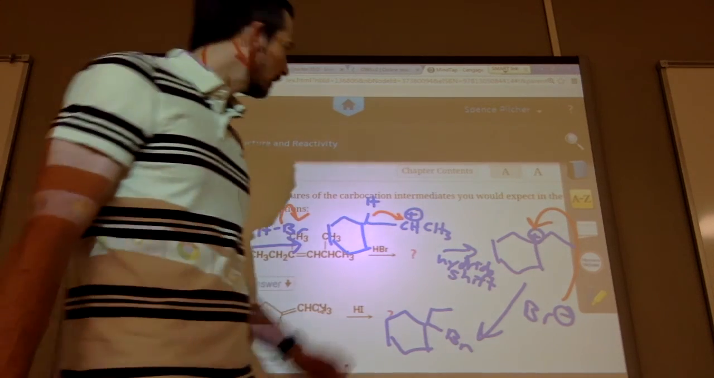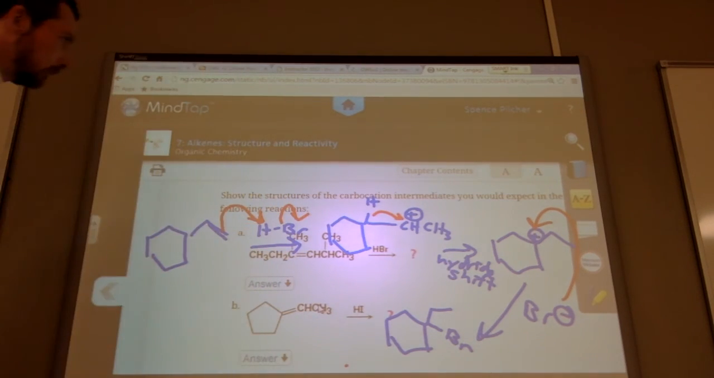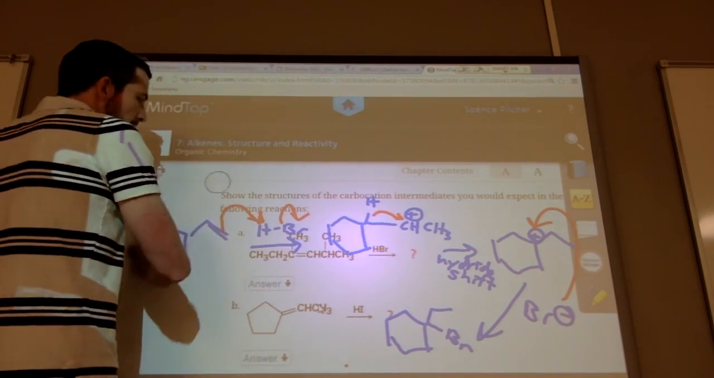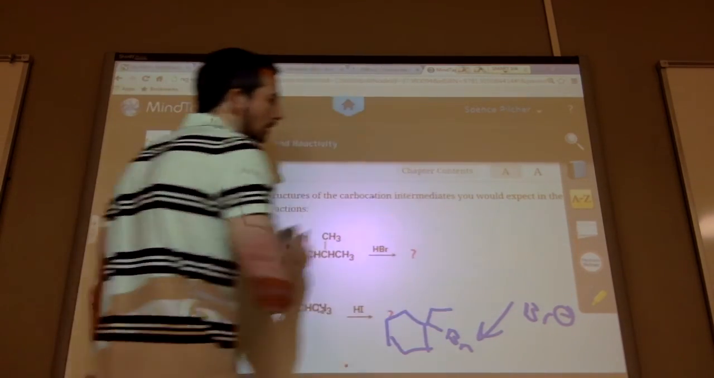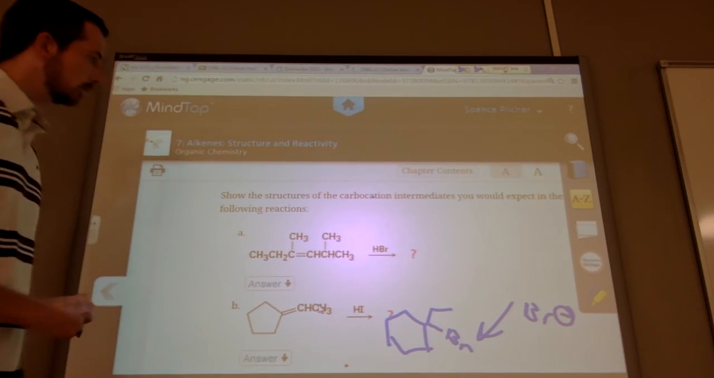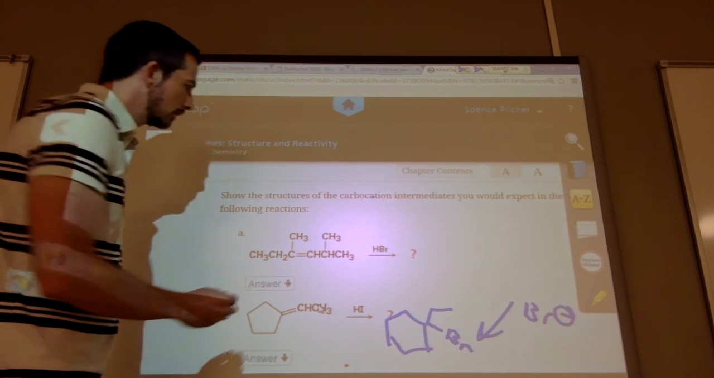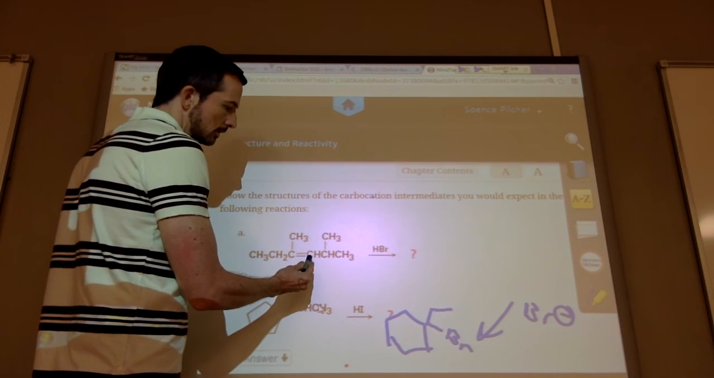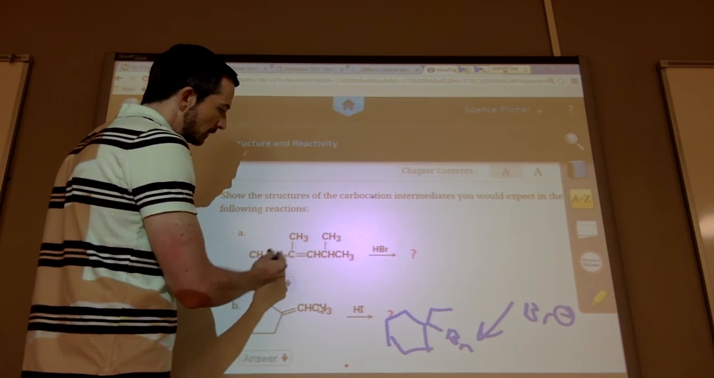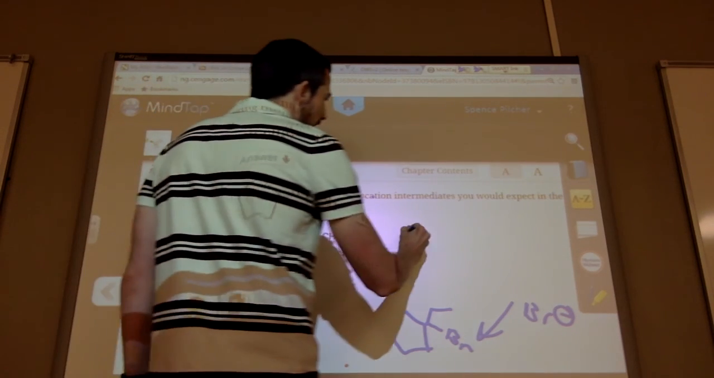Let's just look at one more problem. So here we have to show structures of the carbocation intermediates. Let's go ahead and do that. So if I look at this first one, this carbon is attached to 2, this carbon is attached to 3, so my positive charge would go there.